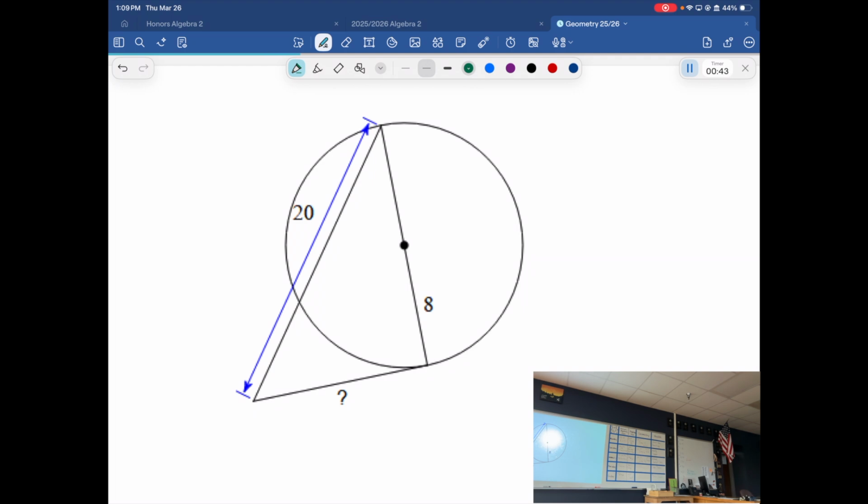Any tracksters in here? Anybody in track in here? Did we talk about this already? Didn't we? There's no tracksters in here. They're doing a mock meet today. That'd be so fun.